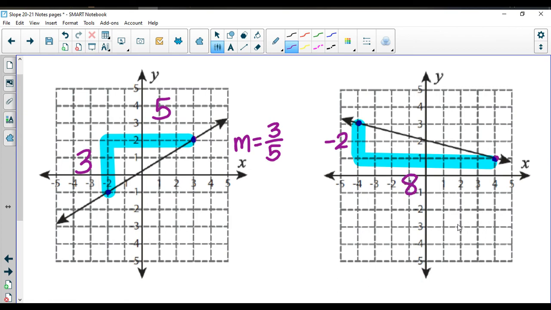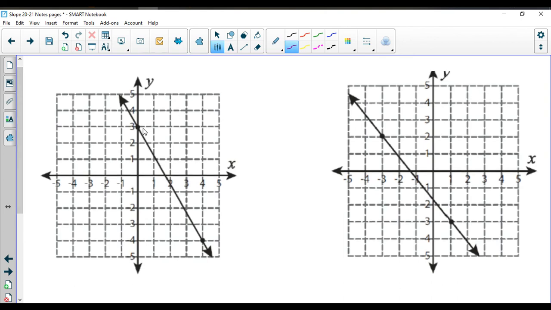Here, my slope is rise of -2 over run of 8. This does need to be reduced, and when I have a negative, I'm going to actually write that out in front. So I'm going to put negative 1/4. Doesn't matter if the negative happens with the rise or the run. When you're reducing and writing your final answer, the negative will come first.